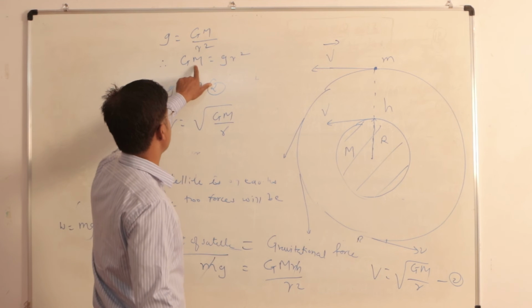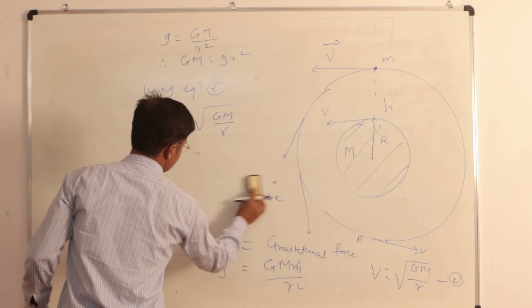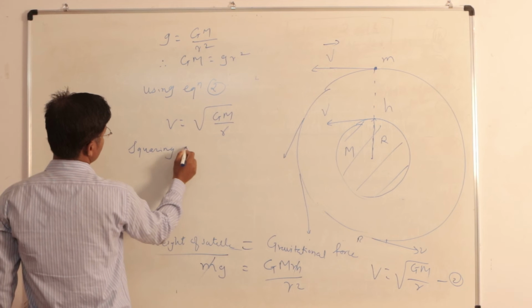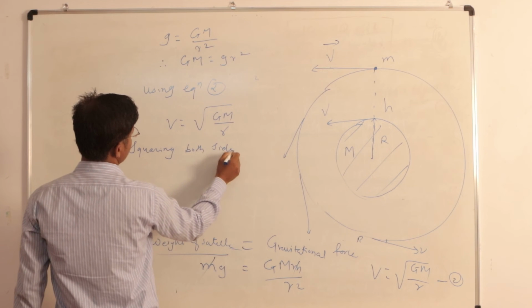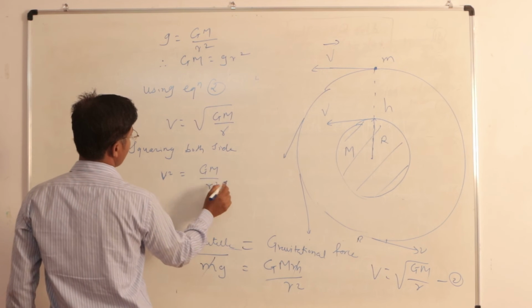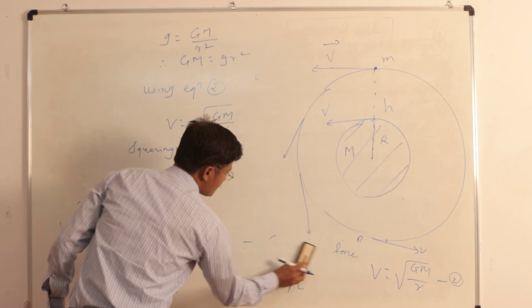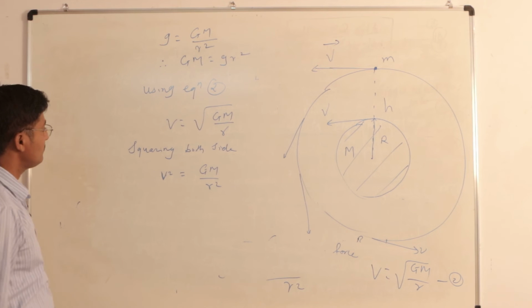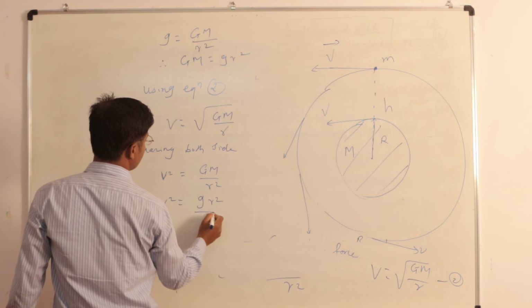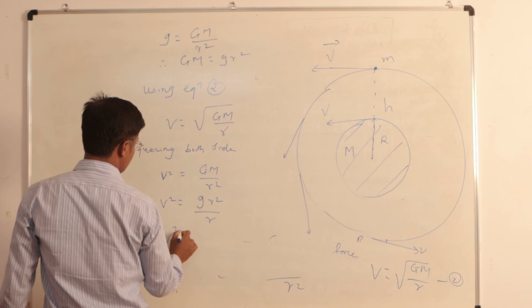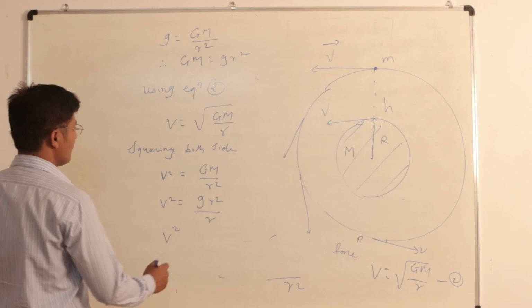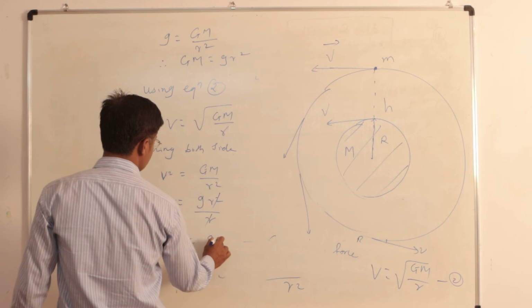So I will put value of this GM here. So first of all I will do squaring both side. दोन्ही बाजूचं मी स्क्वेअर करतो. Squaring both side. So v square equal to, स्क्वेअर रूट निघून जाईल. मग v स्क्वेअर काय येईल? GM काय आहे? gr स्क्वेअर अपॉन r. मग तुमची वेलॉसिटी काय आली? v square, 1 r will get cancelled, gr.